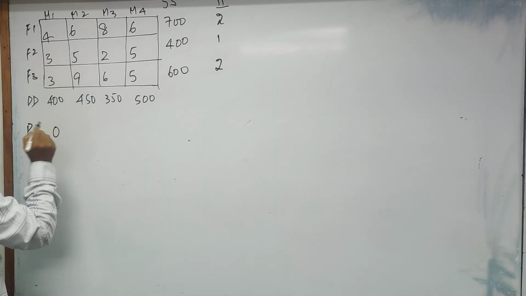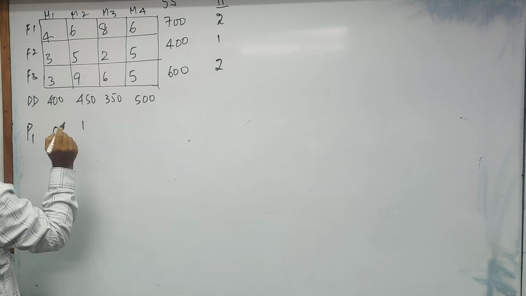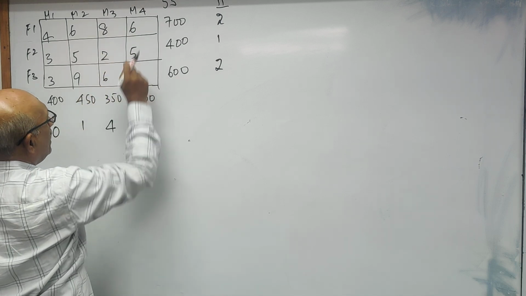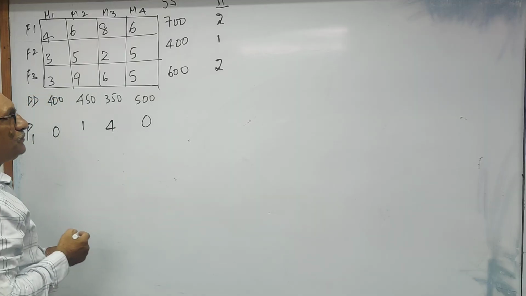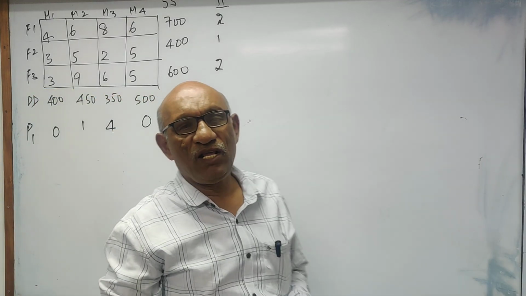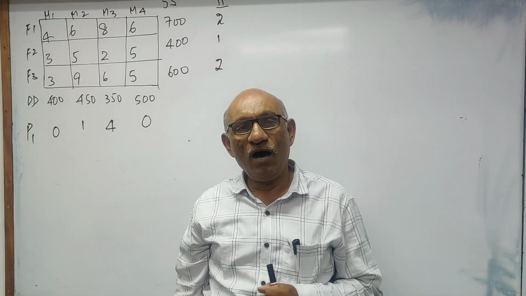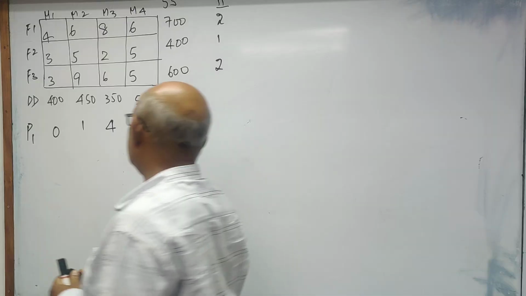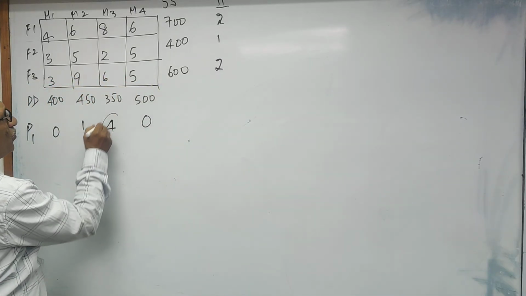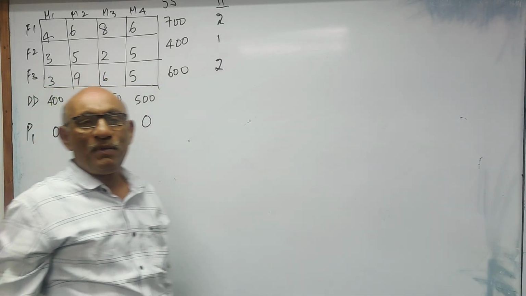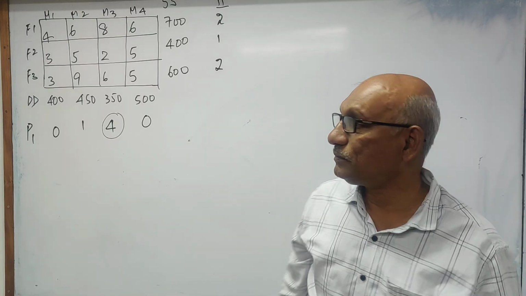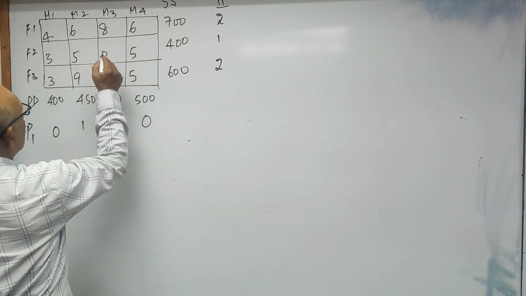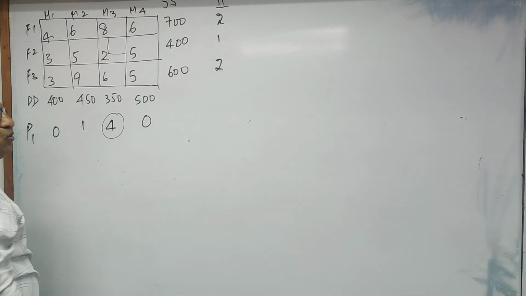3 and 3 difference is 0. 5 and 6 difference is 1. 2 and 6 difference is 4. 5 and 5 difference is 0. This way penalties are calculated. After calculating the penalties, identify the maximum penalty. Maximum penalty is 4 rupees. Corresponding to this 4 rupees, what is the least cost? 2 rupees, means 2000 rupees.